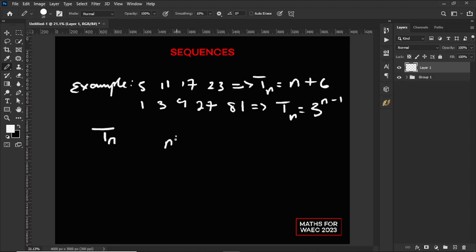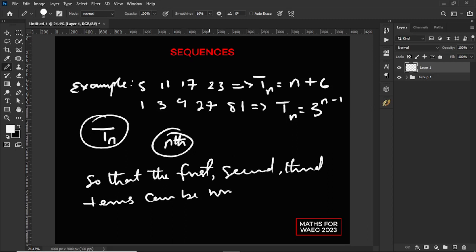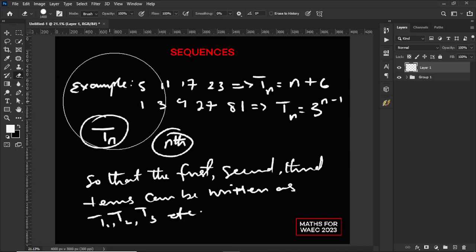This is the nth term. The nth term of a sequence can be represented by T sub n, so that the first, second, third terms can be written as T1, T2, T3, etc. So let me quickly break this down so that you guys understand what I'm trying to tell you here.